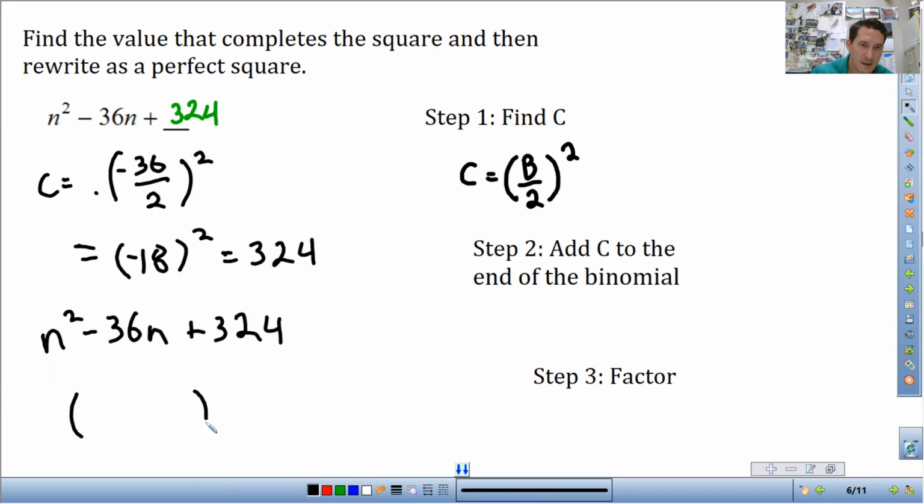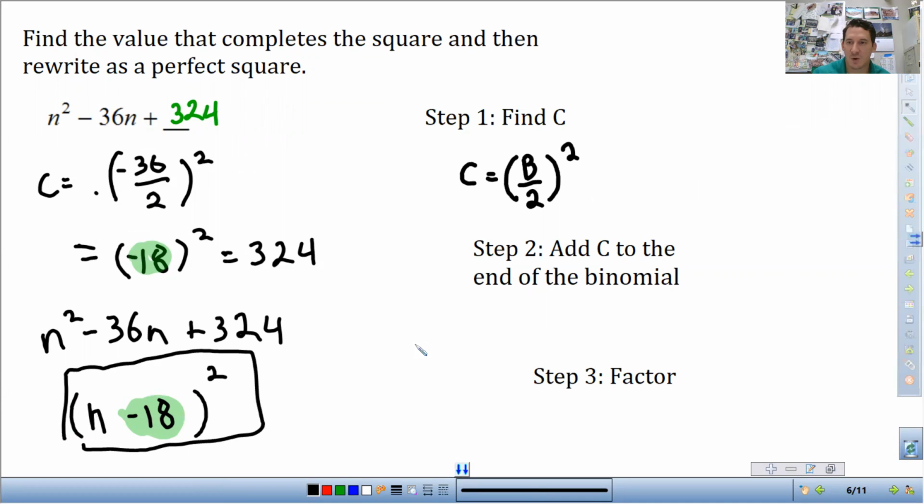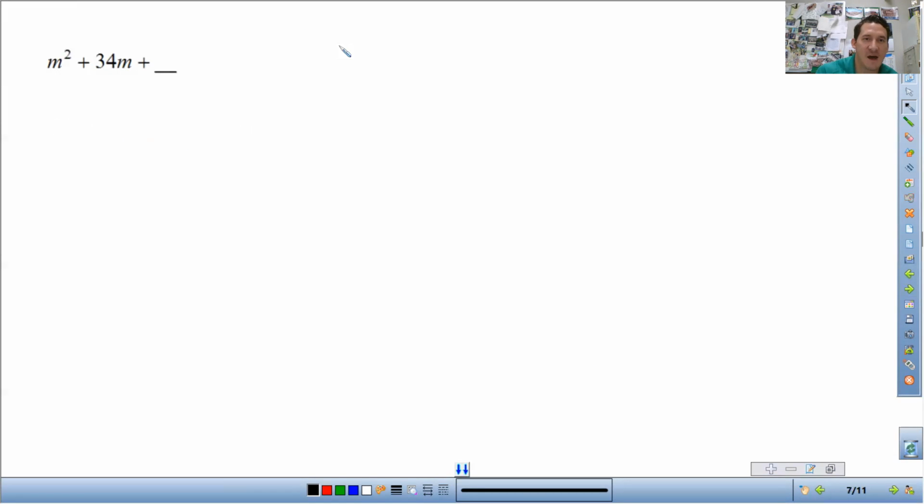So you're going to put your variable here, and this is always going to be whatever the b value, the middle number, divided by 2 is. So it's always going to factor into n minus 18 squared. And so that is it. The c was 324. The factored form is n minus 18 squared. Let's do another example.